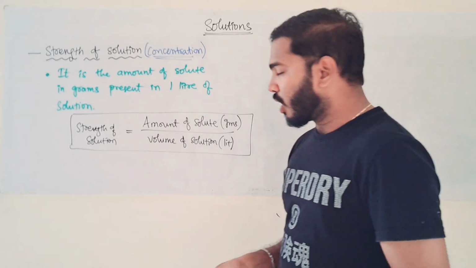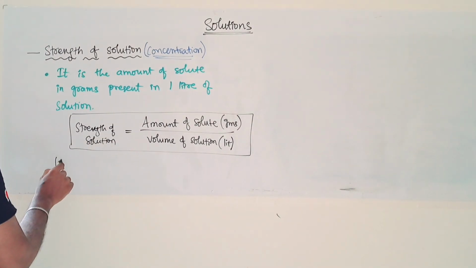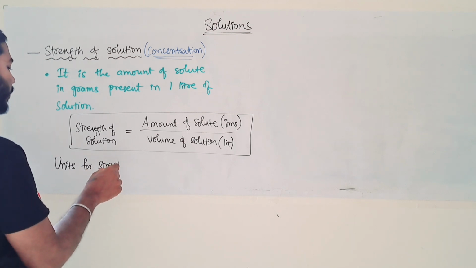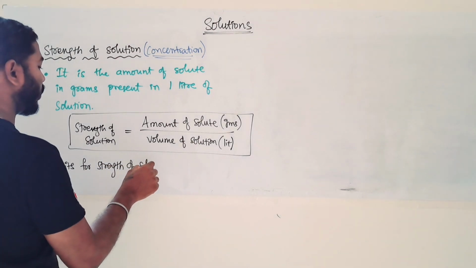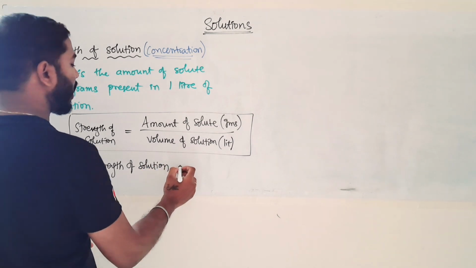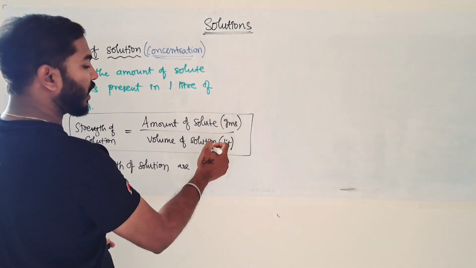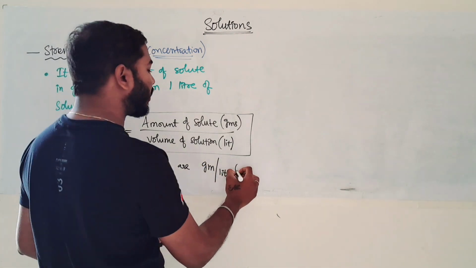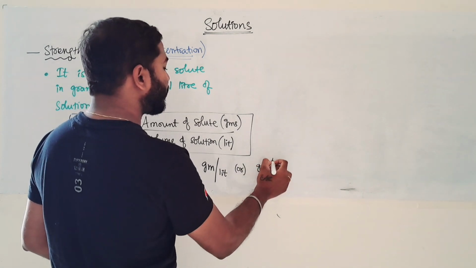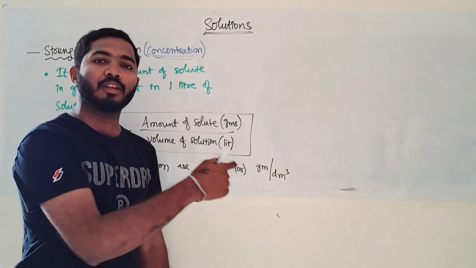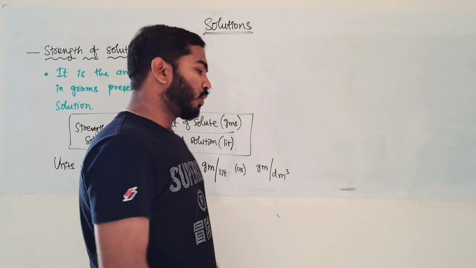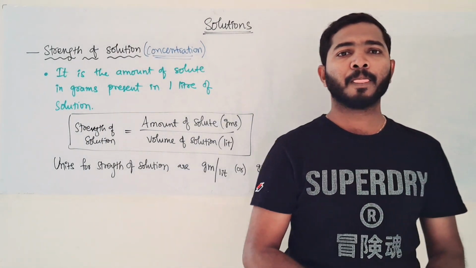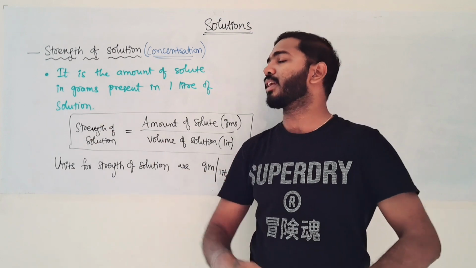Firstly, what could be the units for strength of solution? From the definition we can say that it could be gram per liter, or gram per decimeter cube, because 1 liter is equal to 1 decimeter cube. These are the possible units for strength of solution. Hope you understood. This is the formula we generally use to calculate the strength of solution.